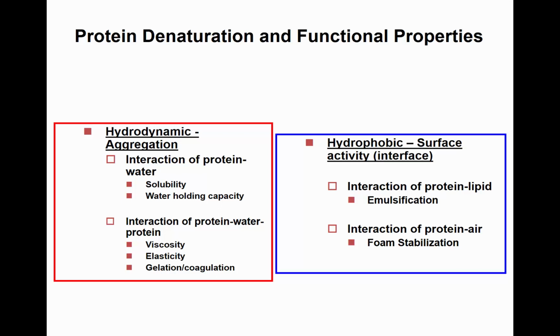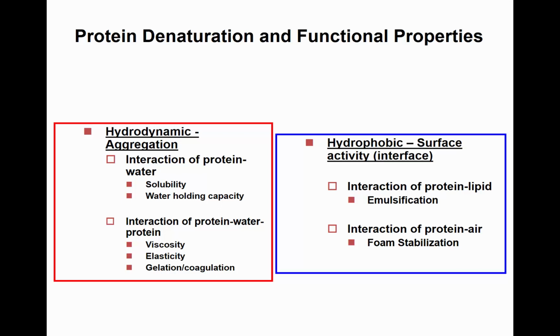The other mechanism or category for functionality is what we call hydrophobic surface activity, or the activity at the interface. The interface is the area between two phases, like the liquid, aqueous phase and the oil phase. So the interface is where they interact or where they meet. In order to make them a homogeneous system, you need an emulsifier in this case, and the protein surface properties allow it to emulsify.